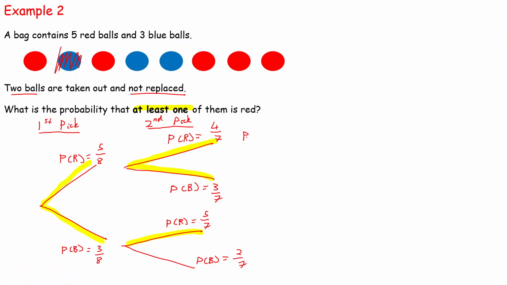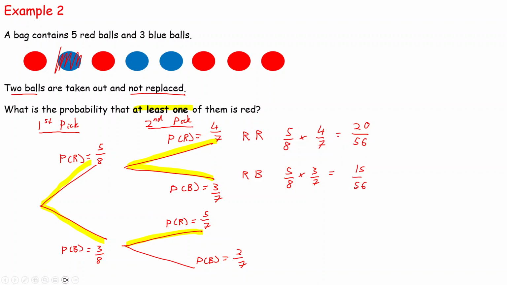Let's write it here. So red and then red is going to be equal to 5/8 times 4/7, which is equal to 5 times 4 is 20, 8 times 7 is 56. So that's the probability of getting 2 reds. Or I could get a red and then a blue, where the probability is 5/8 times 3/7. 5 times 3 is 15, over 8 times 7 is 56.